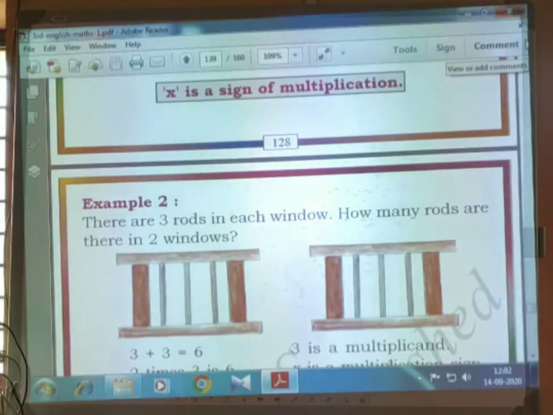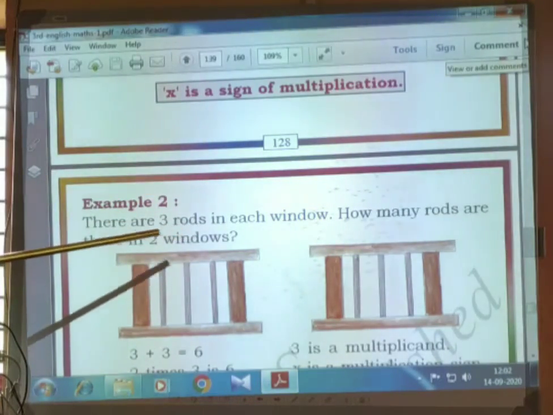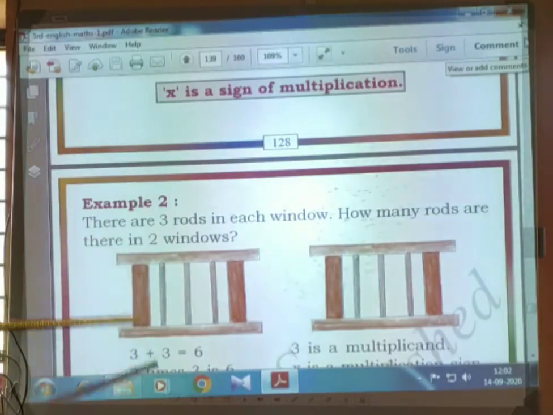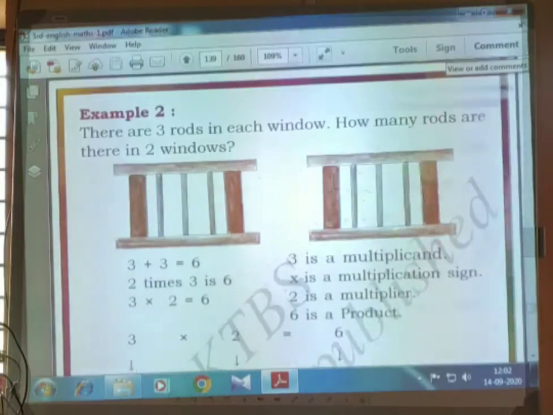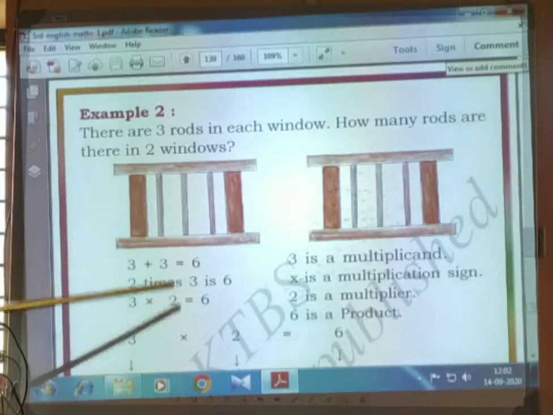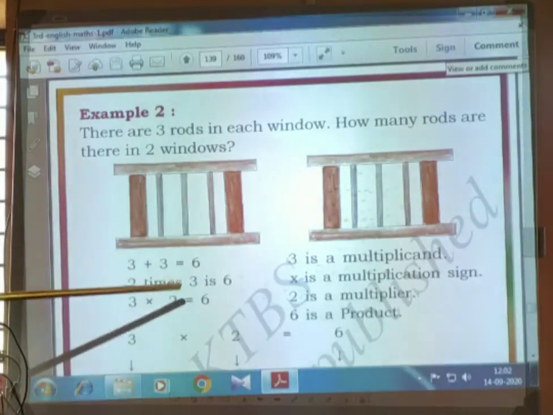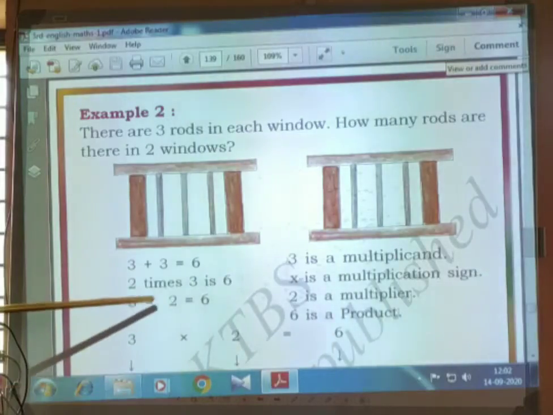Another example, there are 3 roads in each window. How many roads are there in 2 windows? 3 plus 3 is equal to 6. 2 times 3 is 6. 3 into 2 is equal to 6.